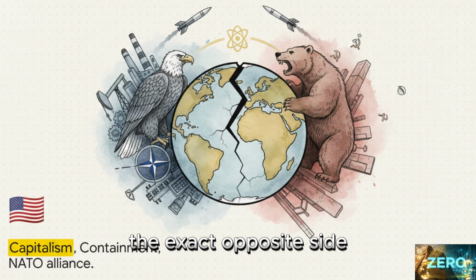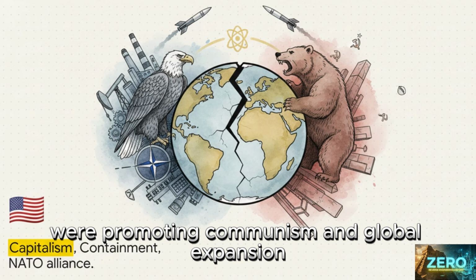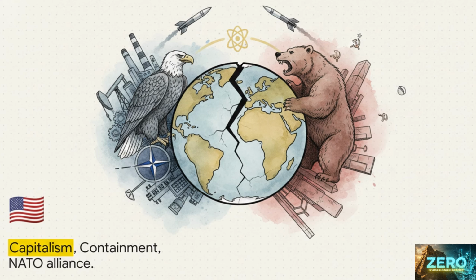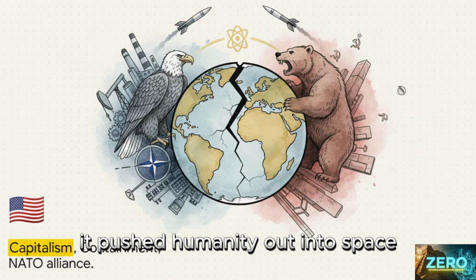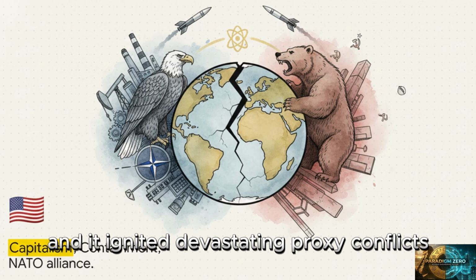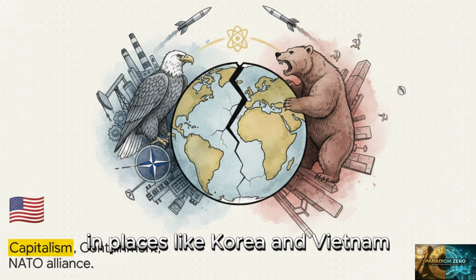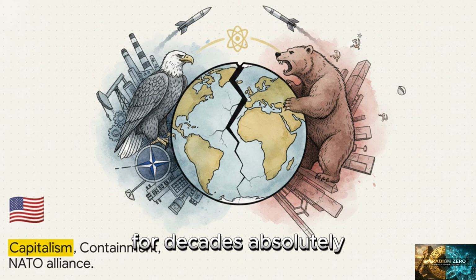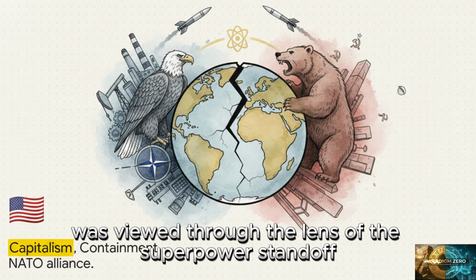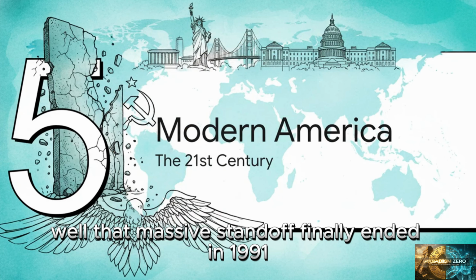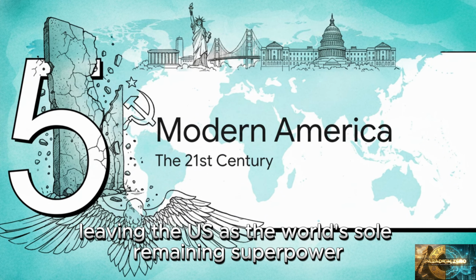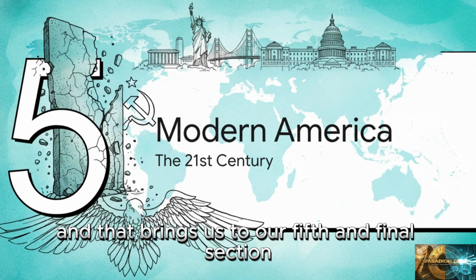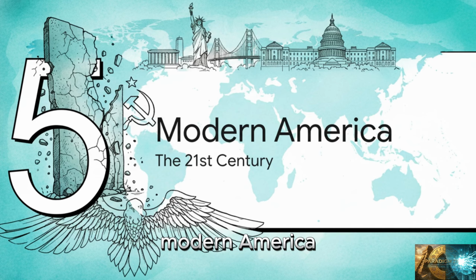On the exact opposite side, the Soviet Union and the Warsaw Pact were promoting communism and global expansion. This incredibly high-stakes ideological rivalry drove the nuclear arms race. It pushed humanity out into space, and it ignited devastating proxy conflicts in places like Korea and Vietnam. For decades, absolutely every global event was viewed through the lens of this superpower standoff. Well, that massive standoff finally ended in 1991 when the Soviet Union collapsed, leaving the US as the world's sole remaining superpower. And that brings us to our 5th and final section, modern America.